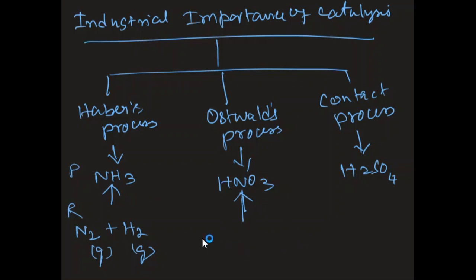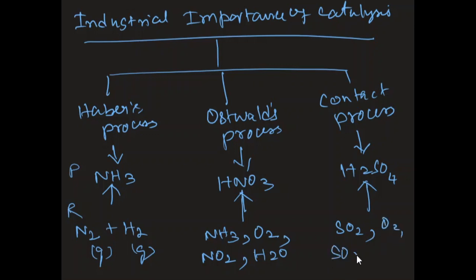And in this case, we take initially ammonia that is oxidized using oxygen. Then it is converted into nitrogen oxide. Okay, nitrogen monoxide and nitrogen dioxide, followed by addition of water. And here the major reactants are sulfur dioxide and oxygen that is converted into sulfur trioxide. Then again it is added to water so that you are able to get sulfuric acid.